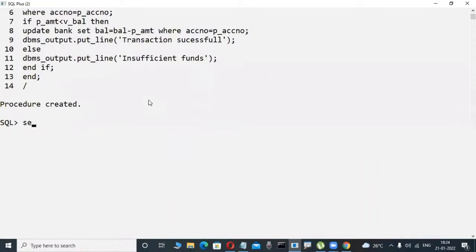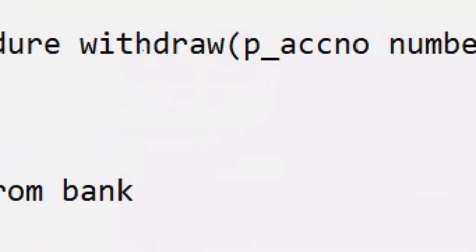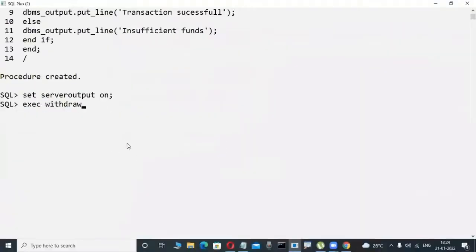Now check it out. Observe here. I'm executing EXEC with the procedure name withdraw. Okay, fine, I'm calling this procedure withdraw. If you have no idea what this is, just observe: withdraw is the name of my program. Here I'm passing my account number 1001, comma, and I try to withdraw 9,000 rupees, for example.